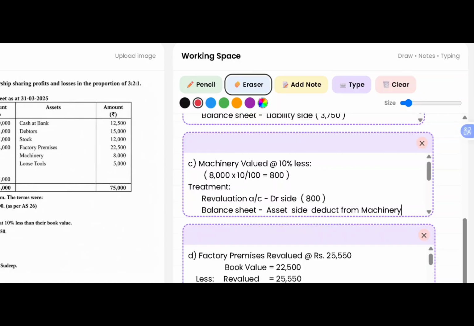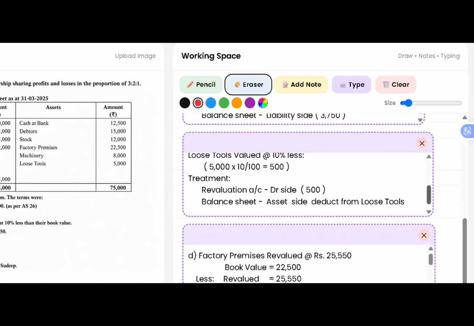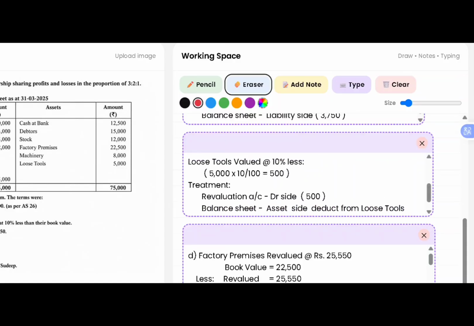Now, in the same adjustment, we also have another adjustment which states that loose tools are to be reduced by 10%. So, this is again a depreciation of loose tools. The value of depreciation will be 5,000 into 10 by 100, which will be 500 rupees. This is the decrease in the value of loose tools. Therefore, it will appear on the revaluation account debit side as 500, and in the balance sheet on the asset side we will deduct it from the loose tools.